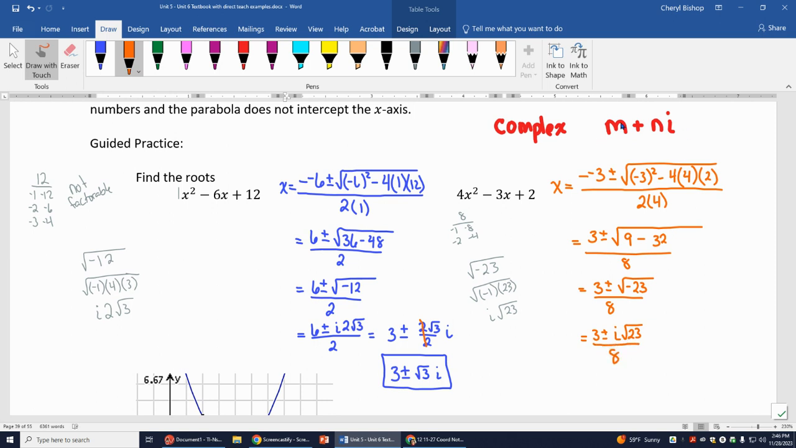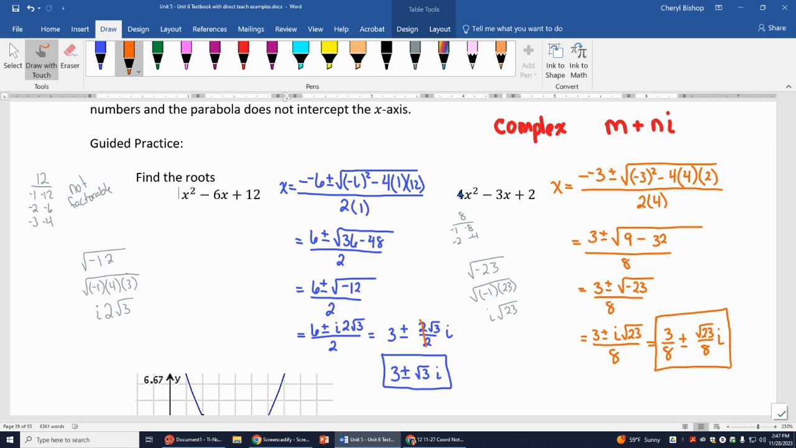And then again, I want to write it so I have a number plus or minus a coefficient on i. Okay, so when I do that, I'm going to have 3 over 8 plus or minus, and then I'm going to have the square root of 23 over 8 i. This does not reduce, so this is my final answer.